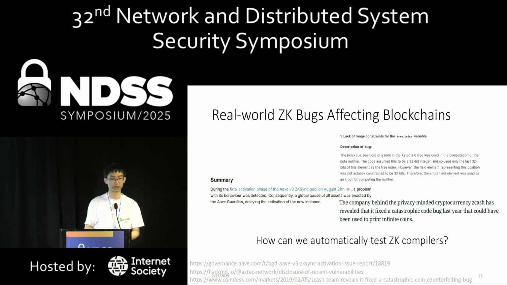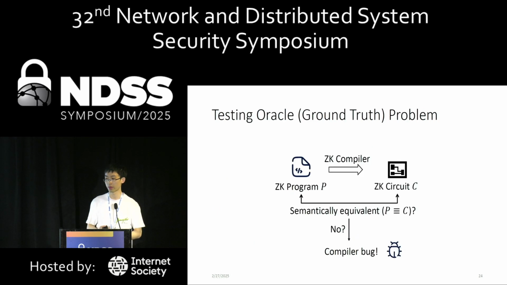So this brings us to the key question: how can we automatically test ZK compilers to ensure their correctness? However, this problem is not easy. We face the ground truth problem. That is, how can we decide that the compiler does its job correctly? So what do we mean by correctness? It means that the high-level program should have the same semantics as the compiled circuits. Any semantic discrepancy means a compiler bug. But proving the semantic equivalence between the high-level program and the low-level circuits is a hard problem. It's generally difficult to develop a solution for arbitrary ZK programs to prove the equivalence with their corresponding compiled circuits.